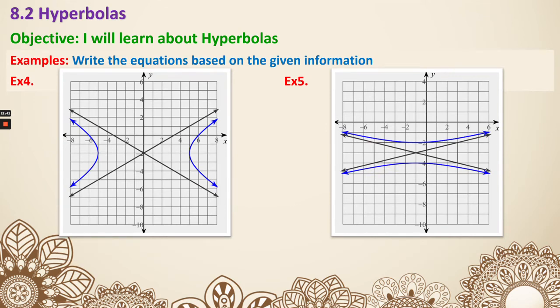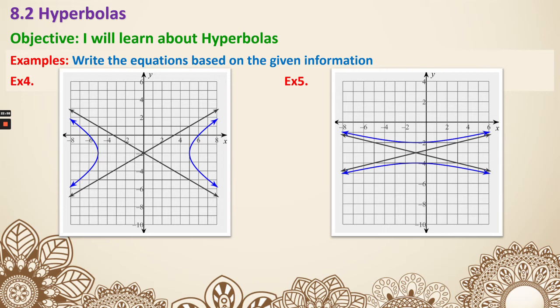Well, this time moving on, example 4 and 5, we need to use the given information to write the equations, which is actually a bit easier. Because we just need to identify the A and B, we do not have to identify the C, because in the equation there's no C.